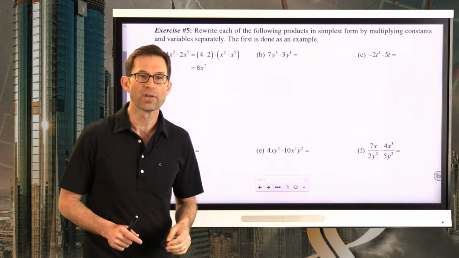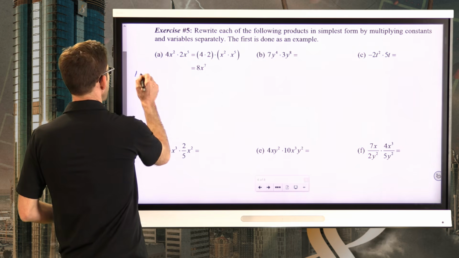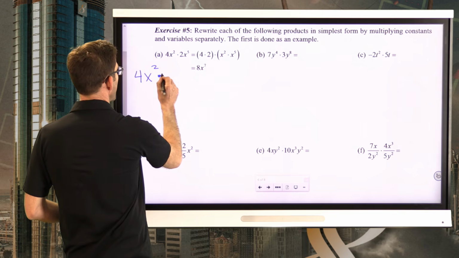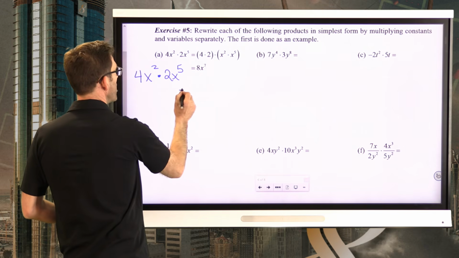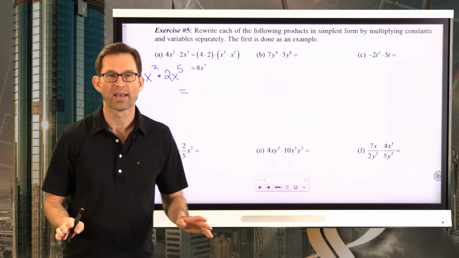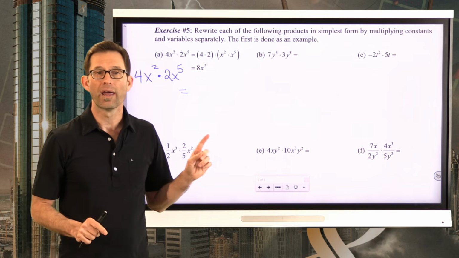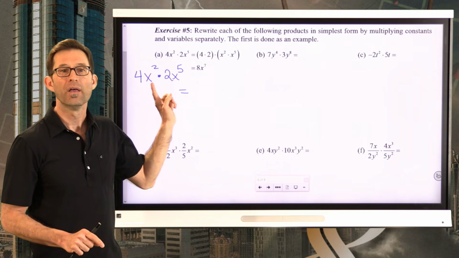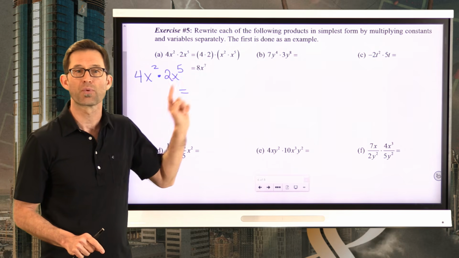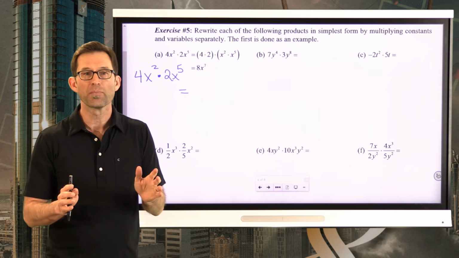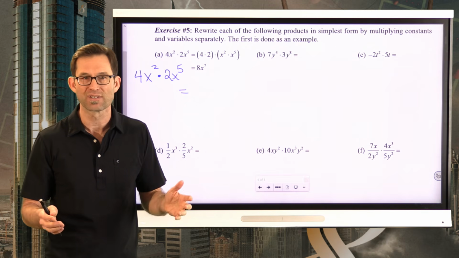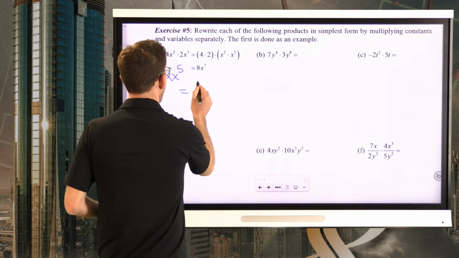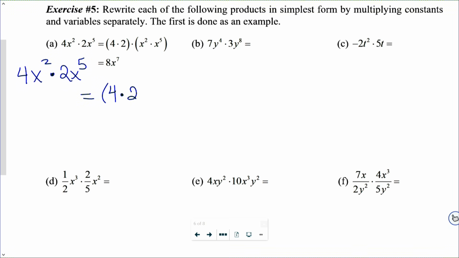All right, so let's take a look at this first one. Right here, and again, let me write this out a little bit bigger, 4x squared times 2x to the fifth. You see, multiplication is fantastic, just like addition is. We've really got 1, 2, 3, 4 things multiplying each other. The number 4, the expression x squared, the number 2, and the expression x to the fifth. Because multiplication really doesn't care the order in which it's done, I can rearrange these things so I can do the 4 times the 2, right? And I can do the x squared times the x to the fifth.